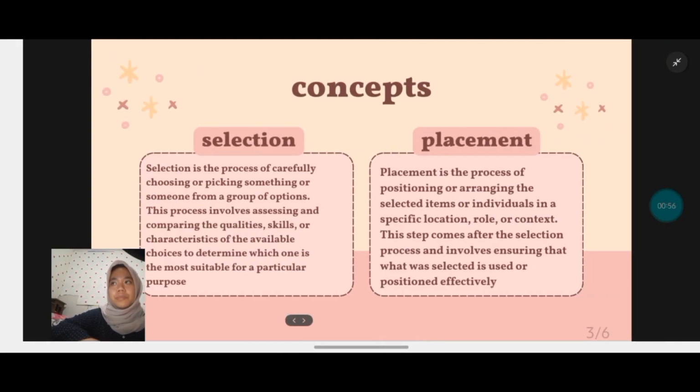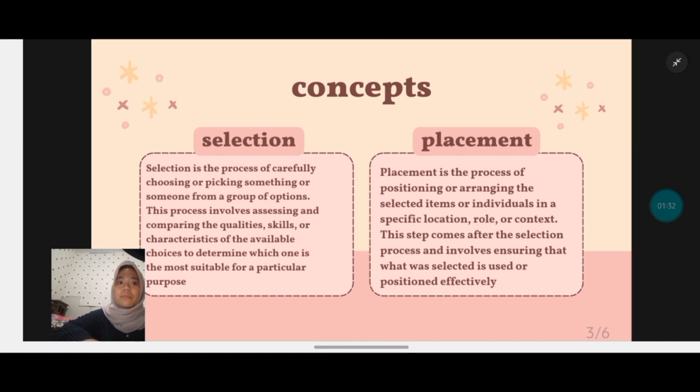Next, concept. Selection is the process of carefully choosing or picking something or someone from a group of options. This process involves assessing and comparing the qualities, skills, or characteristics of the available choices to determine which one is most suitable for a particular purpose. Here is the breakdown of this concept.